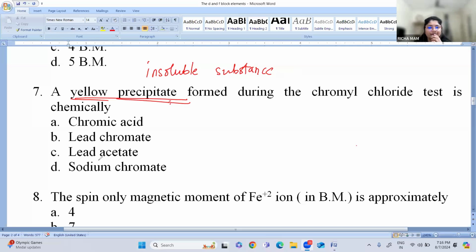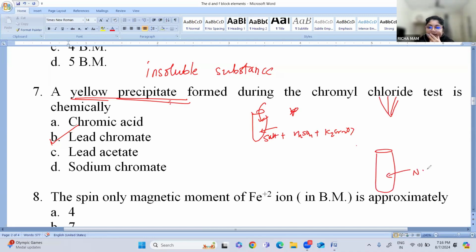Yes, others? The answer is what? It is due to lead chromate, right? Because, in the test, the salt is in the test tube, you have added H2SO4 and K2Cr2O7, then you have heated it. After heating, the fumes are released. Those fumes you collect in another test tube containing NaOH. Then it becomes a yellow solution.